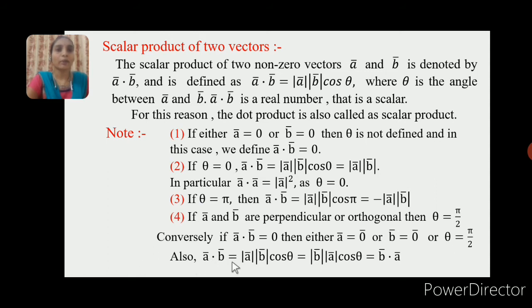Also, a bar dot b bar is equal to magnitude of a bar into magnitude of b bar into cos theta, which is also equal to magnitude of b bar into magnitude of a bar into cos theta, which is also equal to b bar dot a bar. That is, dot product is commutative.